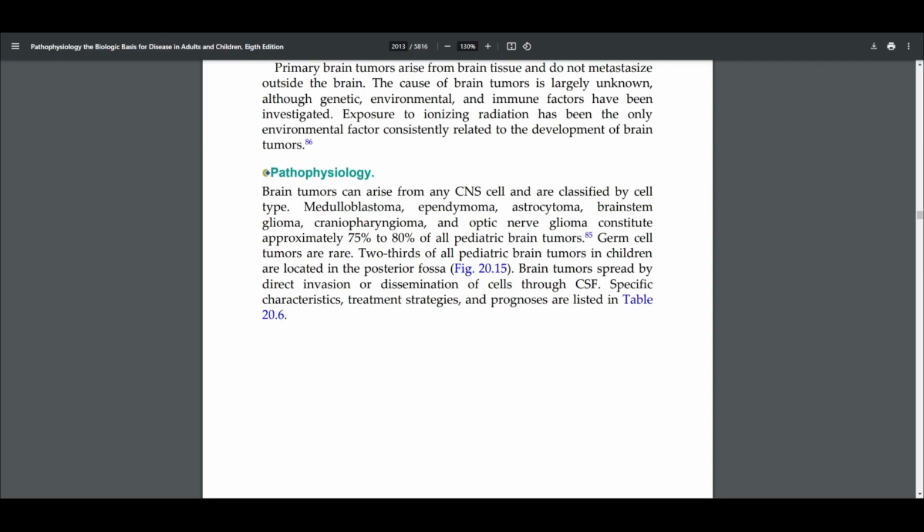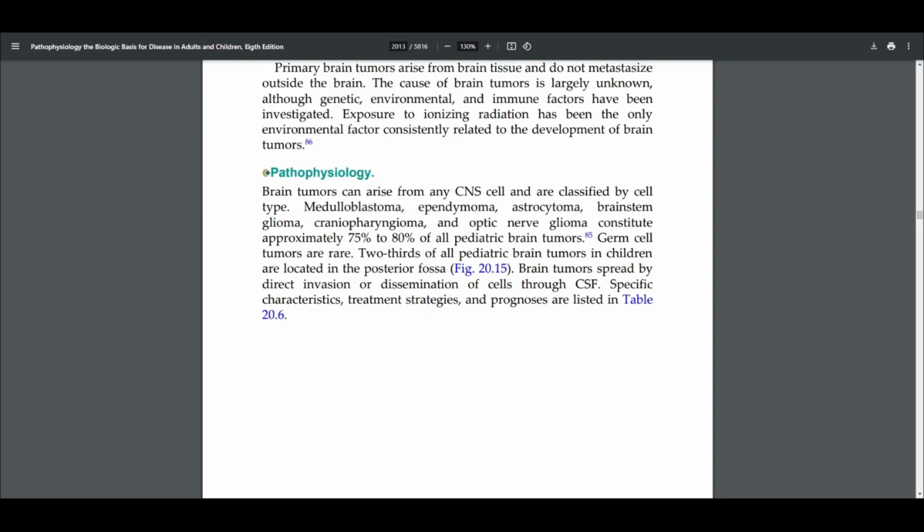In pathophysiology, brain tumors can arise from CNS cells and are classified by cell type. Medulloblastoma, ependymoma, and astrocytoma, brainstem glioma, craniopharyngioma, and optic nerve glioma constitute about 75 to 80% of all pediatric brain tumors. Germ cell tumors are typically rare.